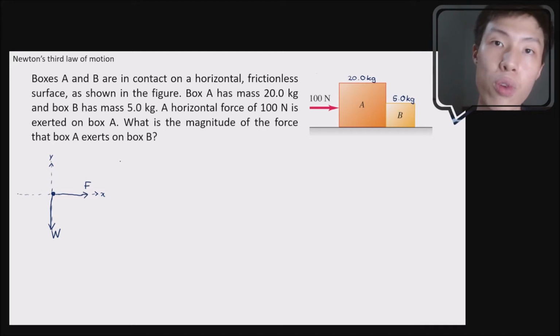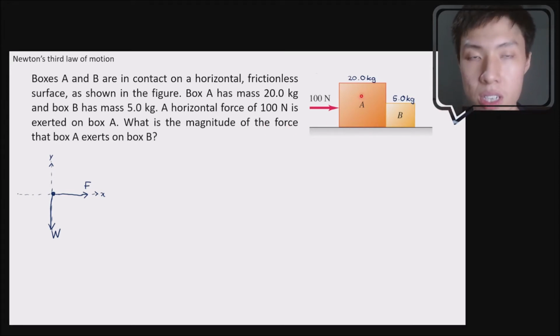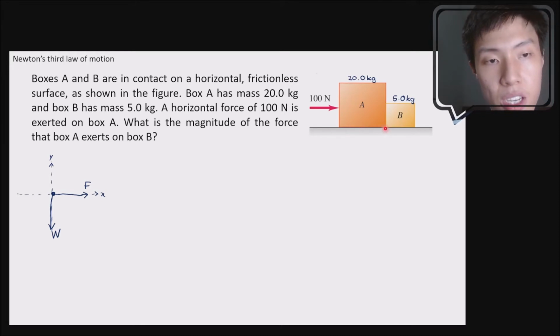Next, the fourth question: is this box touching any surface? Yes, the box is touching one surface. The box here is also touching another surface. So the box is touching a total of 2 surfaces, and you should expect 2 normal forces being exerted on box A. Let's deal with this first surface first. This surface here, the floor, is exerting a normal force on box A. What is the direction of the normal force? Again, it's perpendicular to the surface.